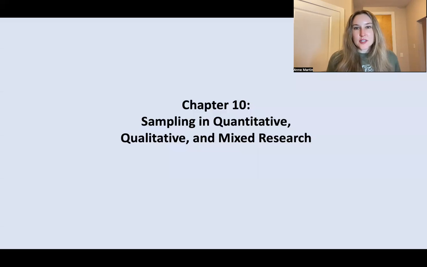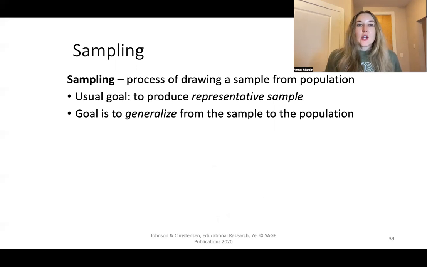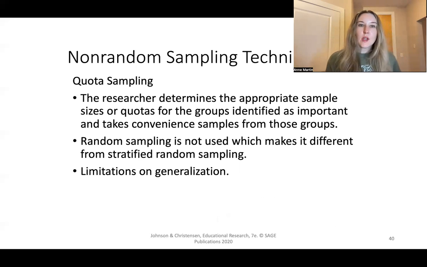Okay, so on to sampling in each of the different designs, quantitative, qualitative, or mixed. So sampling is how you get your participants who are going to be in the study. And the goal is to get a representative sample in general. The goal is to get a representative sample if you want to generalize those findings to the population. So there's many different non-random sampling techniques, and you can review those in the chapter as well.